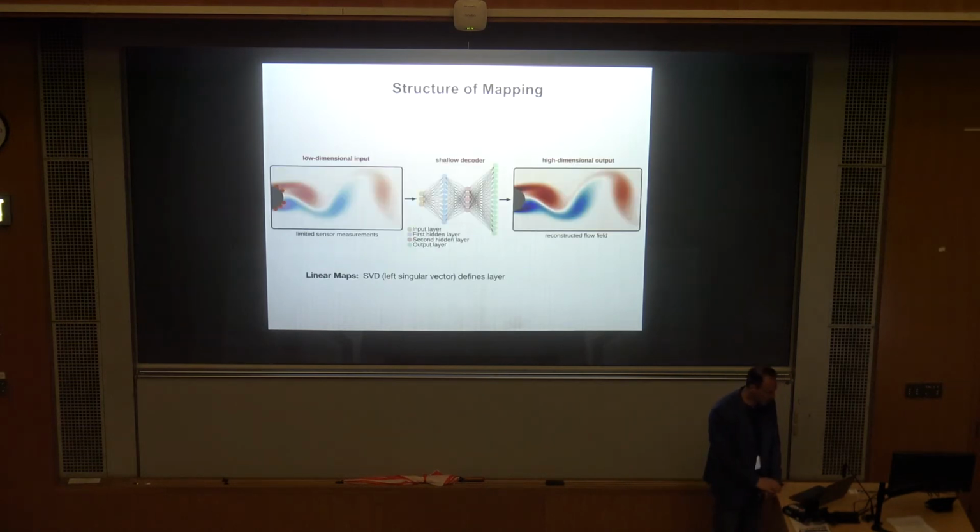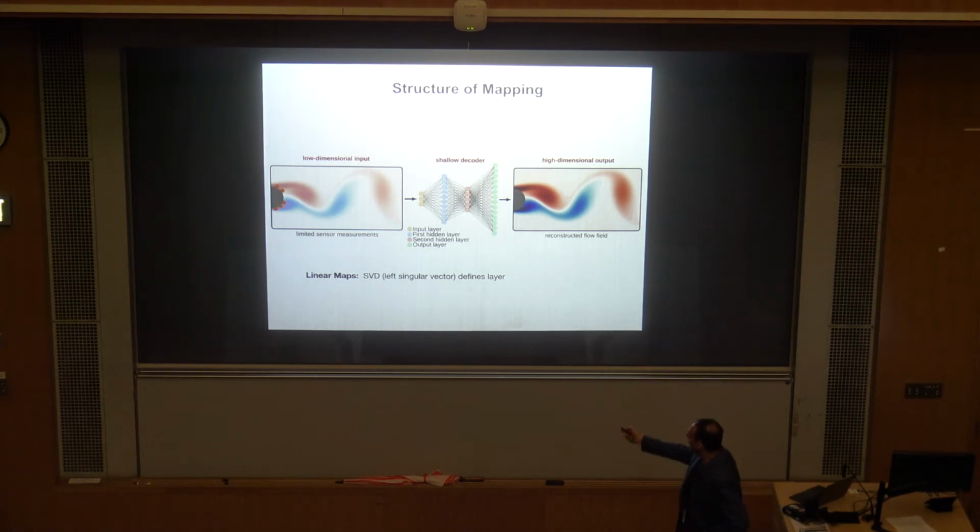So here's the map we're going to build. It's going to be a shallow network. On one side, I give you the sensors. On the other side, I give you the full state space I'm trying to reconstruct. I give you a two-layer network.